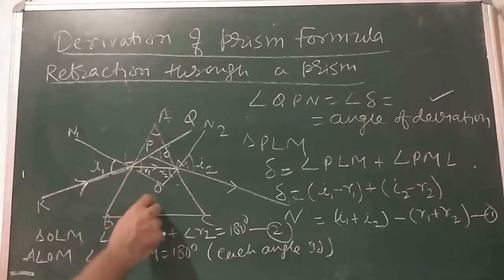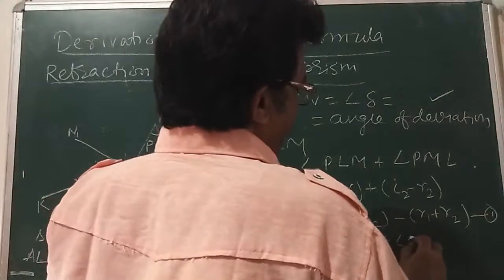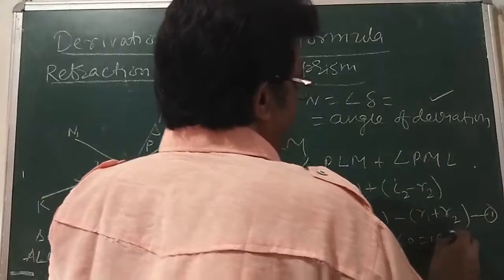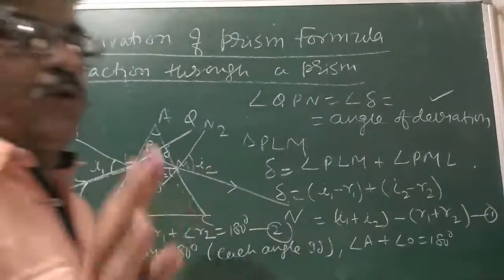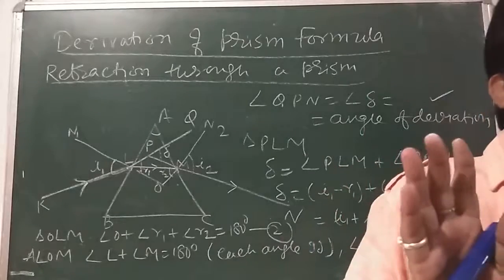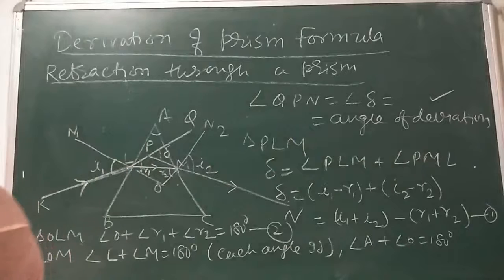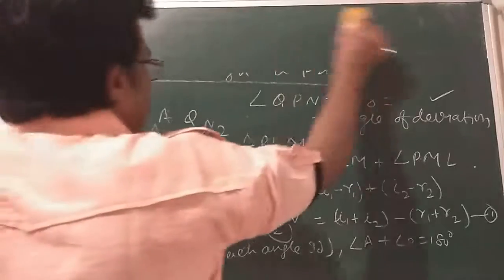Angle A plus angle O is also 180 degrees, because the sum of the angles of a quadrilateral is 360 degrees. So I can write this: angle A plus angle O is equal to... the sum of the four angles of a quadrilateral is 360 degrees. So I can write here, dear children.